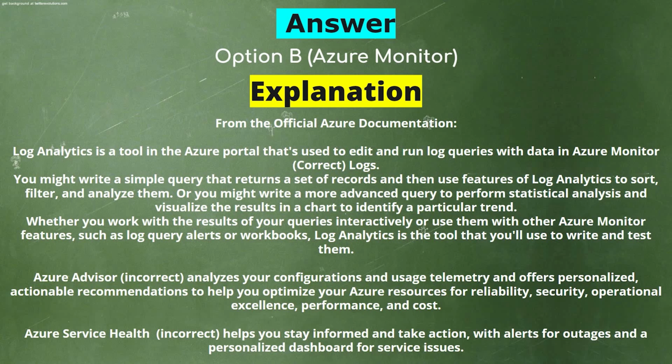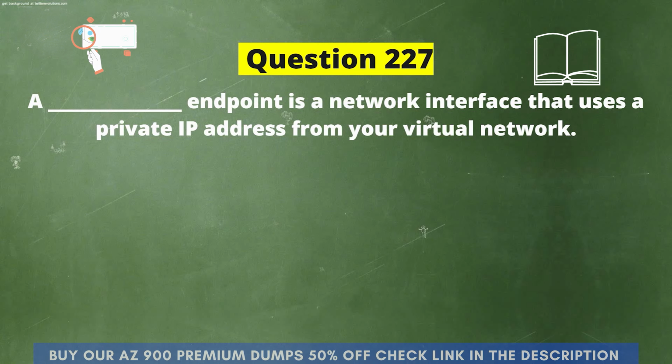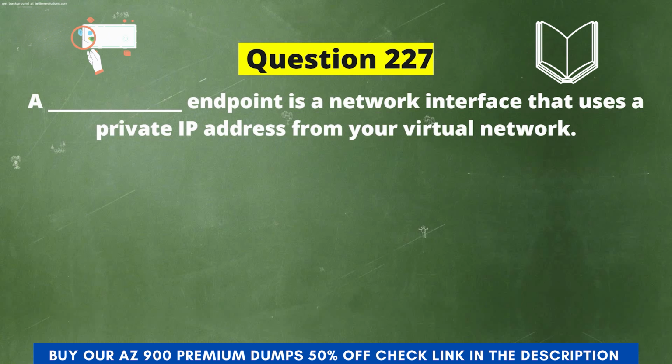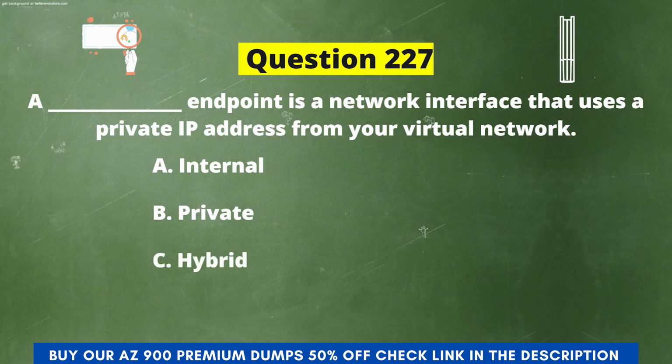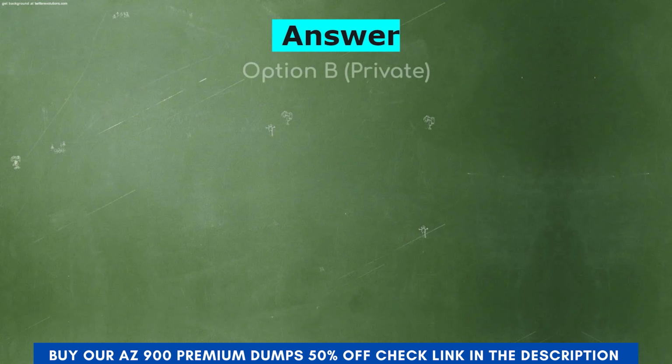service issues. Question 227. A dash endpoint is a network interface that uses a private IP address from your virtual network. And the options are A. Internal, B. Private, C. Hybrid, D. Public. And the correct answer is option B.